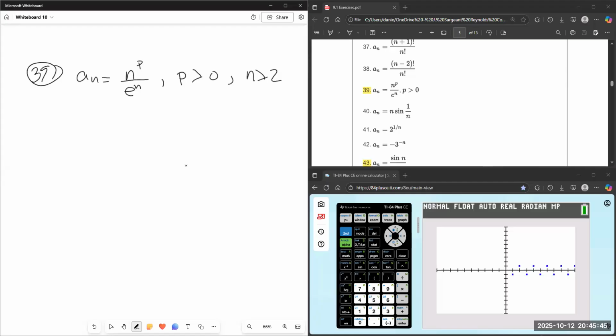We know that it converges for n equals 0 and for n equals 1. We're interested about when n is big, right? So limit as n goes to infinity of an is equal to limit as n goes to infinity of n to the p over e to the n. All right, so n's getting huge here.